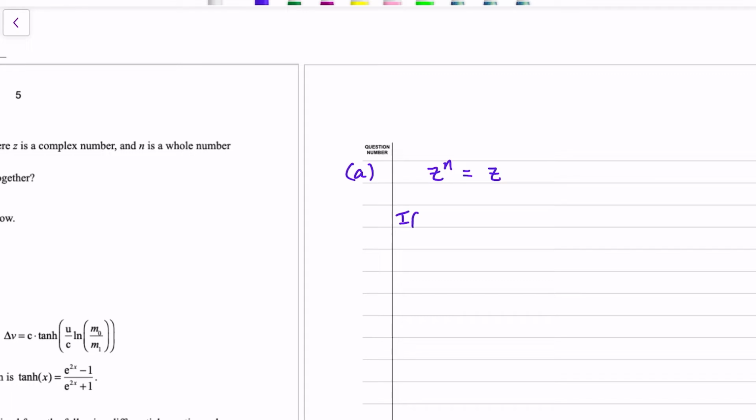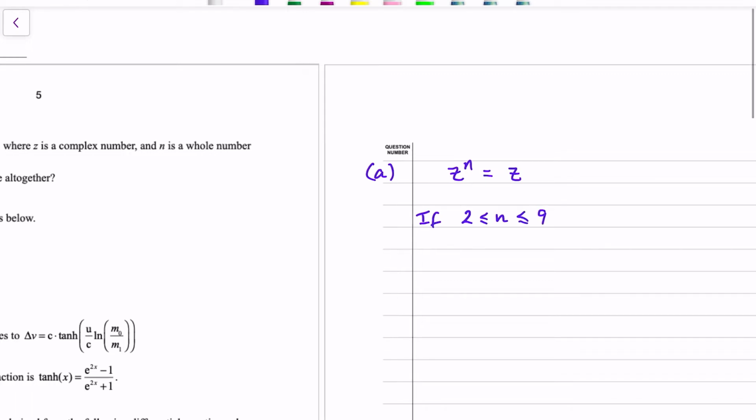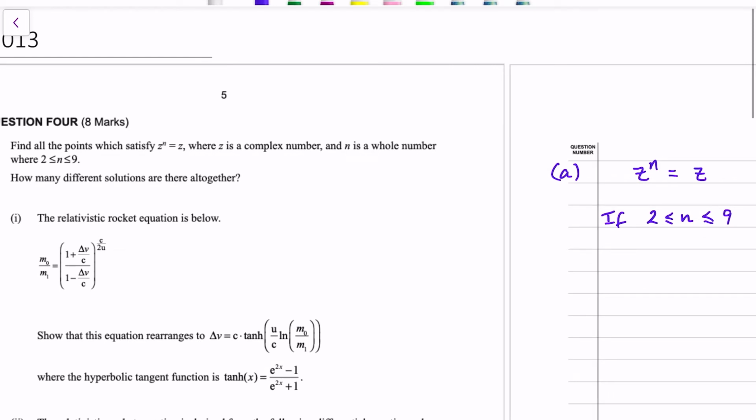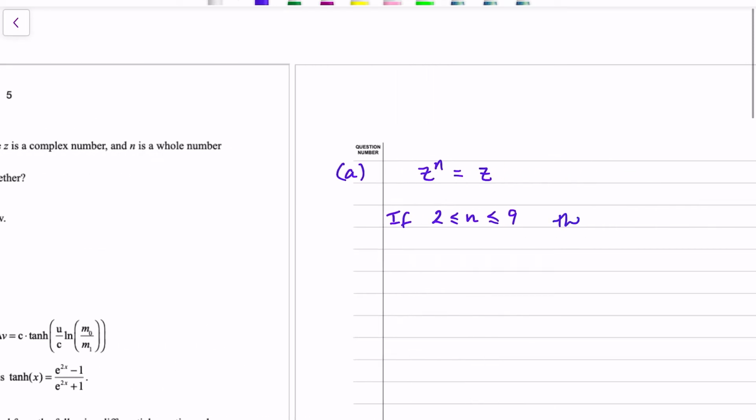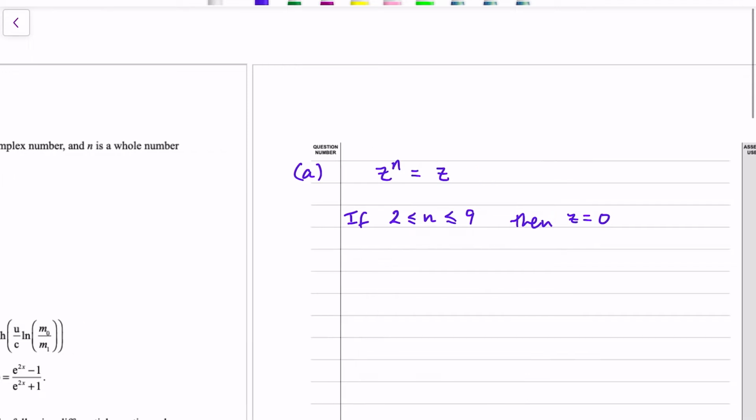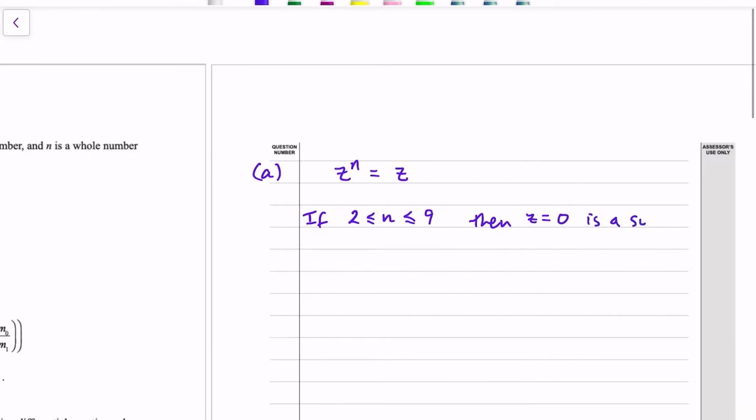So if n is between 2 and 9, which we're told it is, then z equals 0 is always a solution. I guess the only alternative to that would be if n was 0, then we'd have z to the 0, and 0 to the 0 is not equal to 0. So z equals 0 is a solution, and what that means is we can divide both sides of the equation by z.